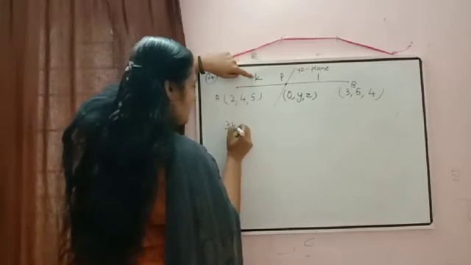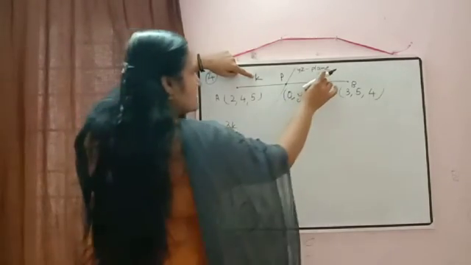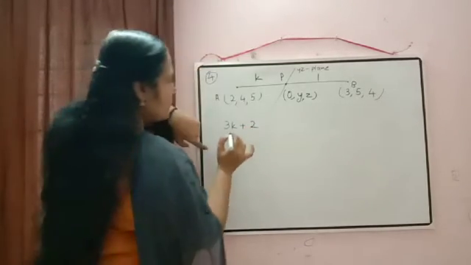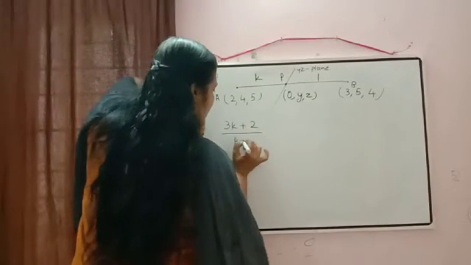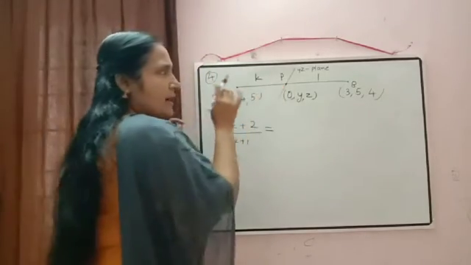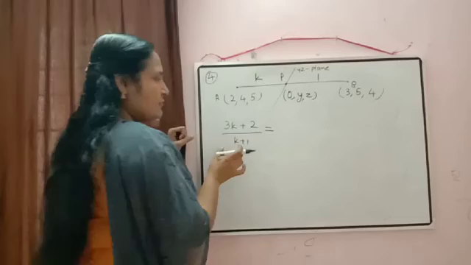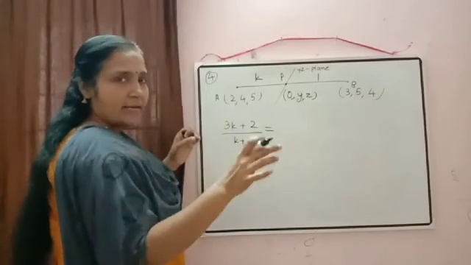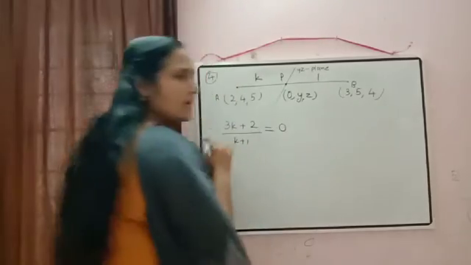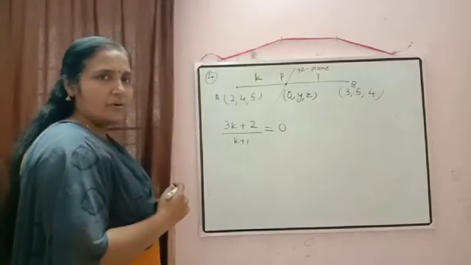So that will be equal to 3k plus 1 will be multiplied by 2. So 1 into 2 will be equal to 2 by k plus 1. According to the formula, x coordinate of P should be this one. But already in the question it is given x coordinate of P is 0. So we will equate this to 0.